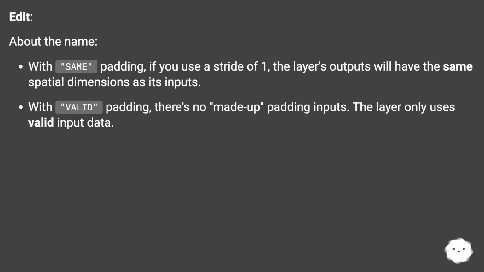Edit. About the name. With same padding, if you use a stride of 1, the layer's outputs will have the same spatial dimensions as its inputs. With valid padding, there's no made-up padding inputs. The layer only uses valid input data.